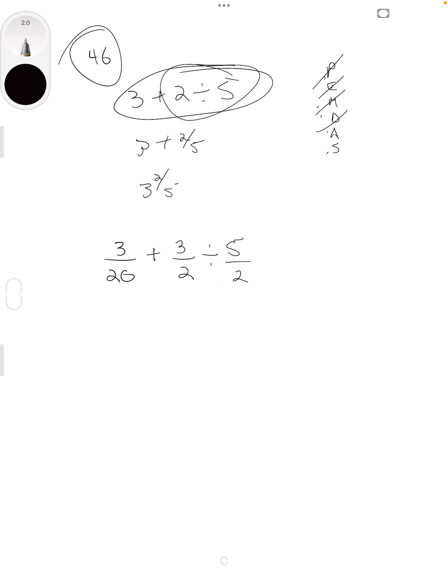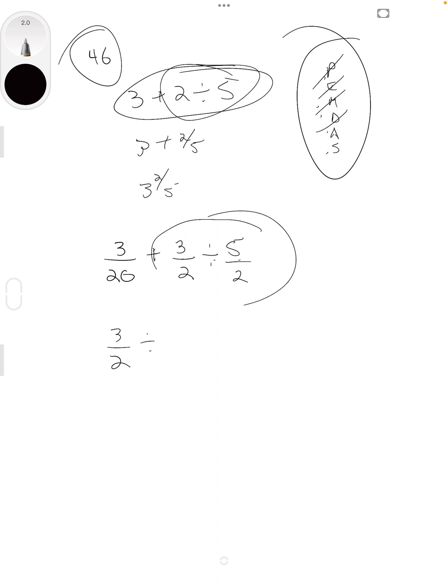So what happens is people start mixing in their heads, oh, I have to get common denominators, or I have to do this or that. And think here, PEMDAS. Okay, I have something plus something divided by something. What do I do first? That. So pull that aside, and I have 3/2 divided by 5/2.